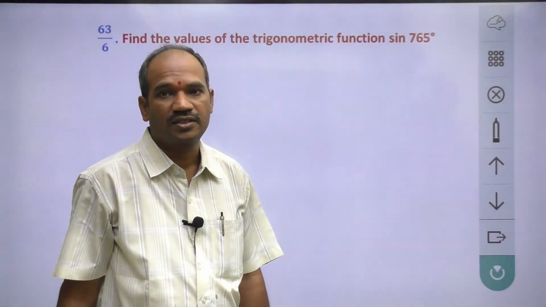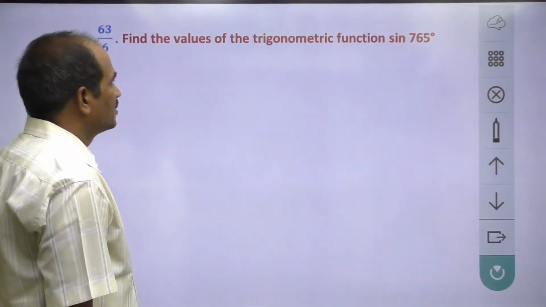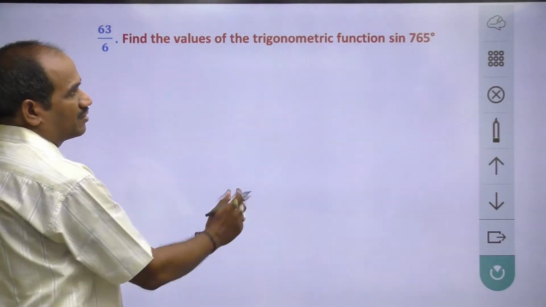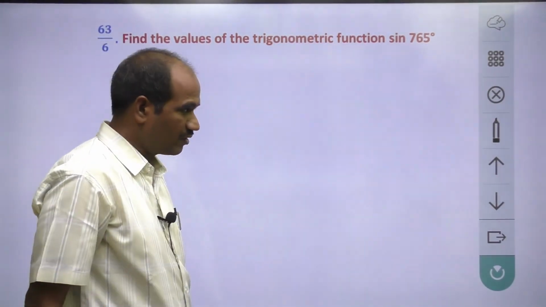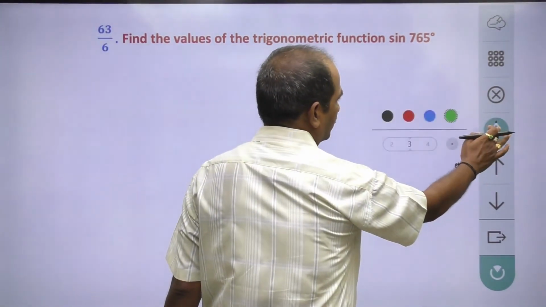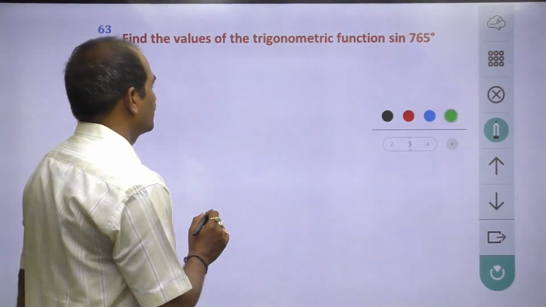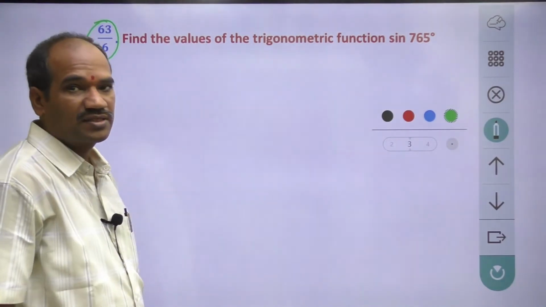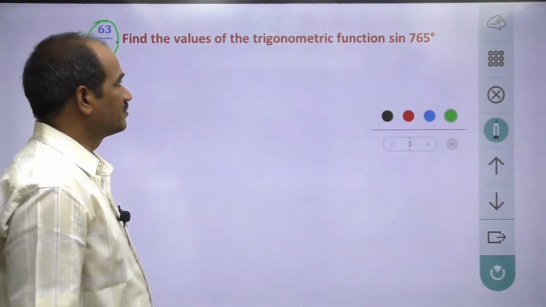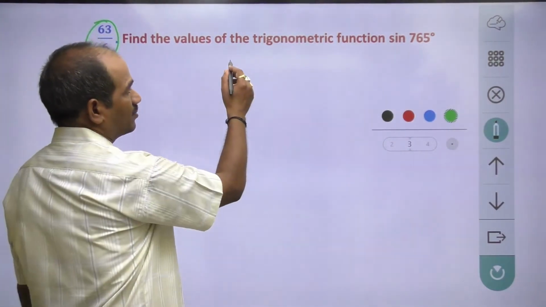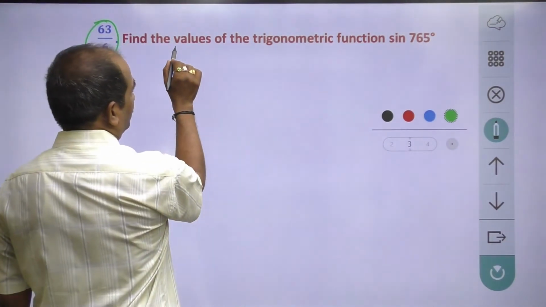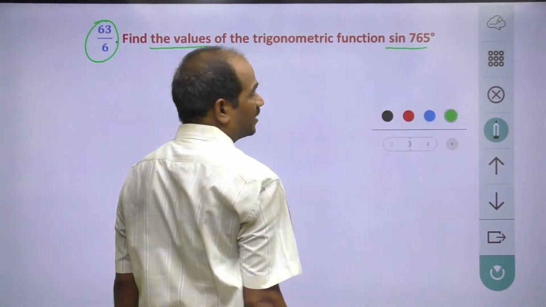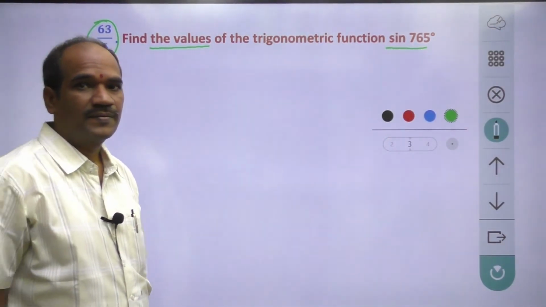In this next question, find the values of the trigonometric function, page number 63. Find the value of this function: sine of 765 degrees.